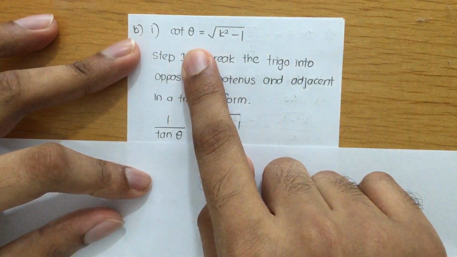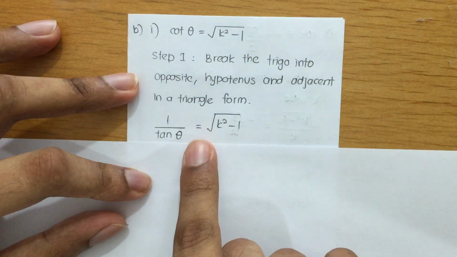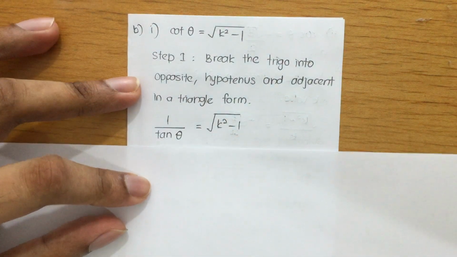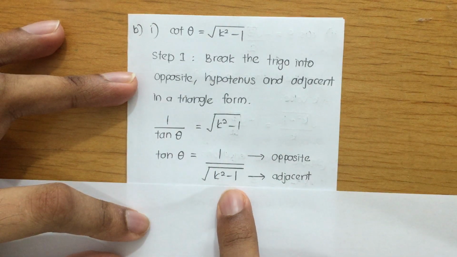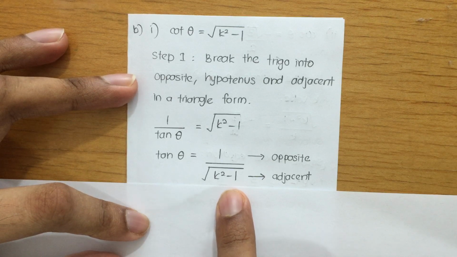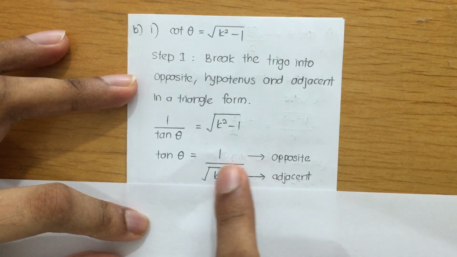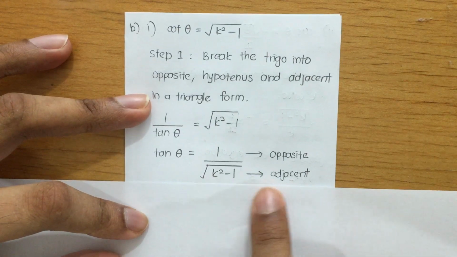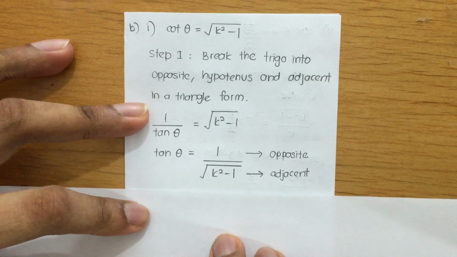Like I explained in the earlier question, cotangent theta is also equal to 1 over tangent theta, which equals the square root of k squared minus 1. Proceed to the next step. If you want to find in terms of tangent theta, it is equal to 1 over the square root of k squared minus 1. I hope you recall your trigonometry knowledge where tangent theta is equal to opposite divided by adjacent. So your 1 acts as the opposite, and the square root of k squared minus 1 is your adjacent, guys.